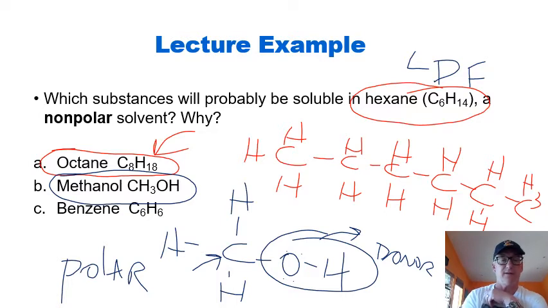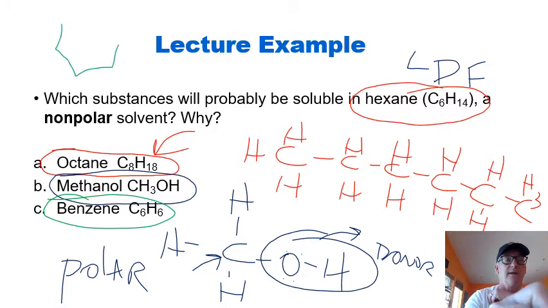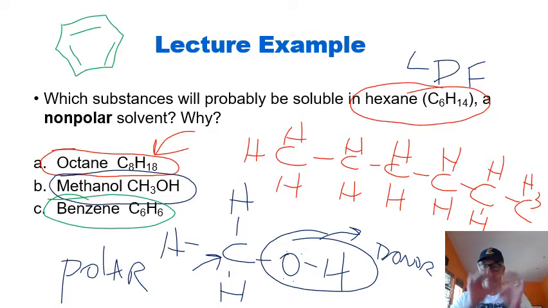Now finally, let's look at benzene. Benzene has a ring structure that looks like this, with alternating double bonds, the double bonds opposite each other. And so benzene is really nonpolar, and it will dissolve in hexane. Benzene is liquid at room temperature, so when we pour benzene into hexane, the two of them would form a solution.